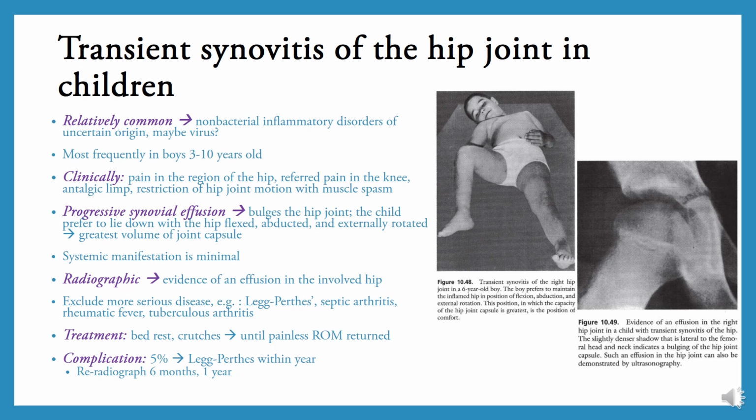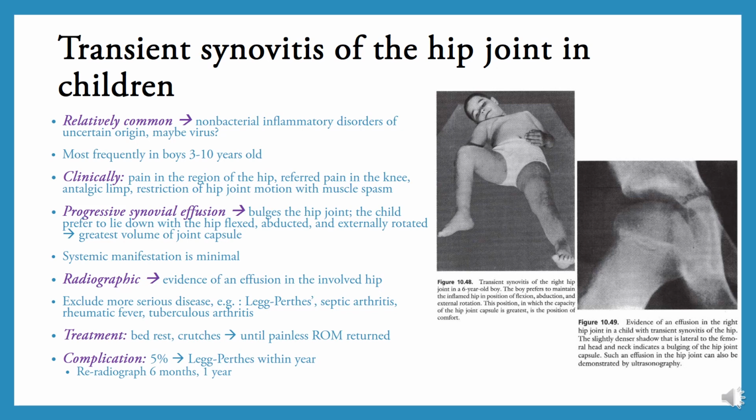Transient synovitis of the hip joint in children is relatively common, most frequent in boys 3 to 10 years old. Clinically, there is pain in the region of the hip, referred pain in the knee, antalgic limp, and restriction of hip joint motion with muscle spasm. Progressive synovial effusion bulges the hip joint, and the child prefers to lie down with the hip flexed. Systemic manifestation is still minimal.